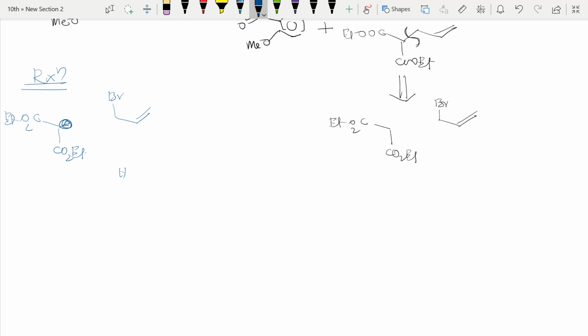So let me write here. Negative charge I got. So this negative charge can attack here and this bromine can leave. So it is nothing but SN2.